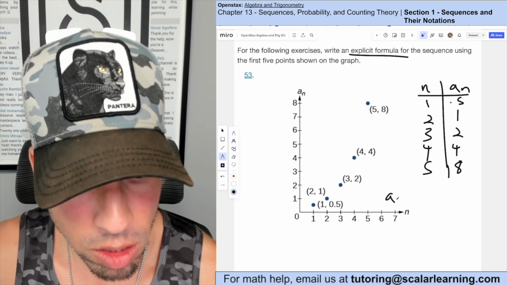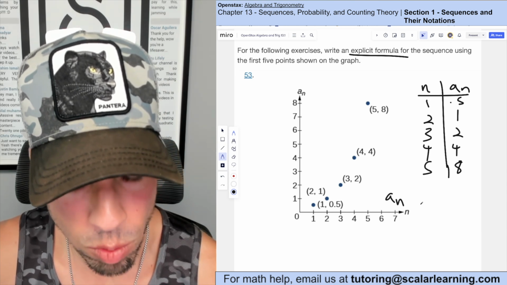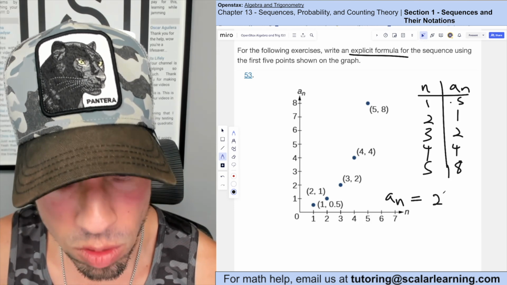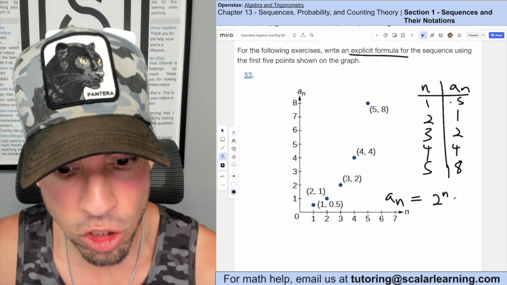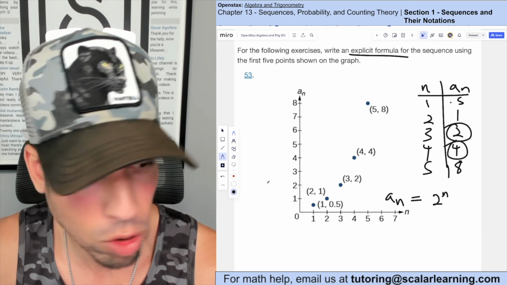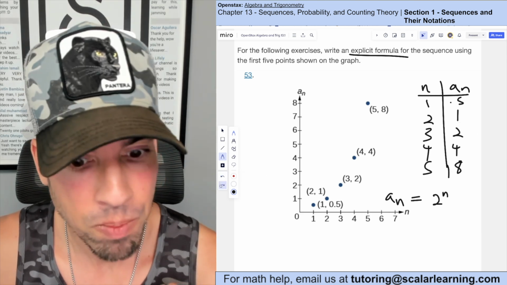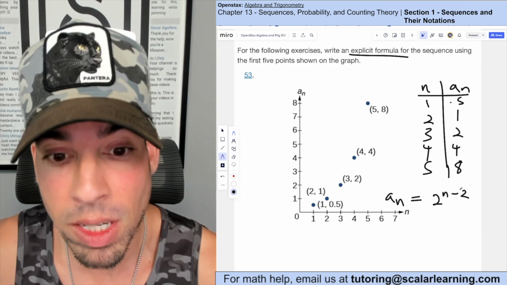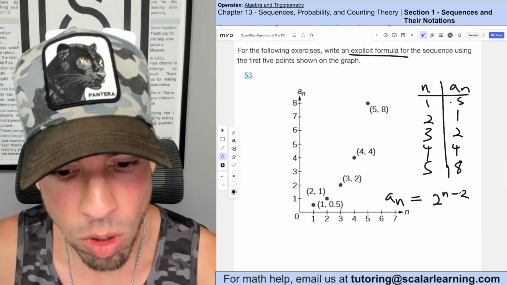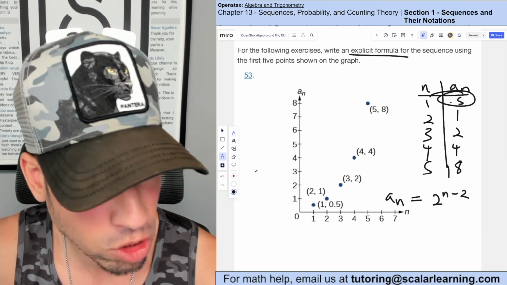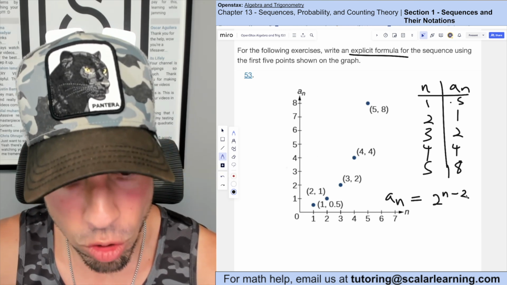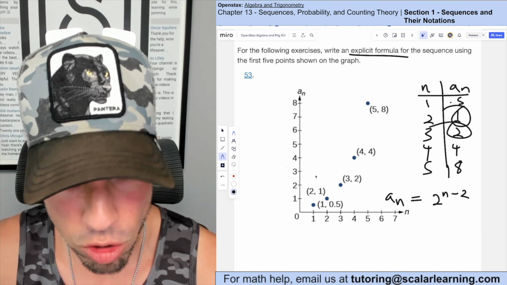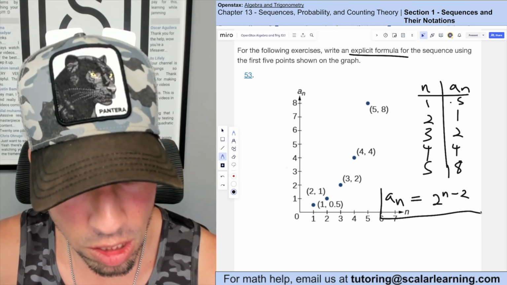So for this sequence, we want to plug in 1 and get 2 to the -1. If I'm thinking about it, I would say 2 to the n. That would be my first instinct. But 1 should give us 2, and 2 would give us 4. So we can see we have to offset it. So instead of doing just 2 to the n, what if I did 2 to the n minus 2? Now if I plug in 1, I get 1 minus 2, which is 2 to the -1, which matches up. Plug in 2, we get 2 to the 0, which is 1. Plug in 3, we get 2 to the 1, which is 2, and so on and so forth. So there's the explicit formula.